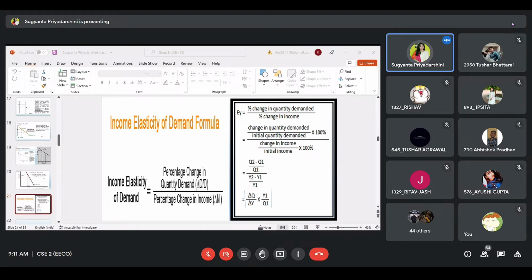As in case of change in price, it was p2 minus p1 by p1. So in this case it is y2 minus y1 by y1. Y2 is your final income, y1 is your initial income, divided by initial income y1. Basically, under income elasticity of demand, we try to understand to what extent your quantity demanded changes due to the change in income. However, income and quantity demanded are positively associated. That means with the increase in income, your quantity demanded will increase, and with a fall in income, your quantity demanded will fall. So that's why there is a positive association, and no negative sign is attached to this formula.